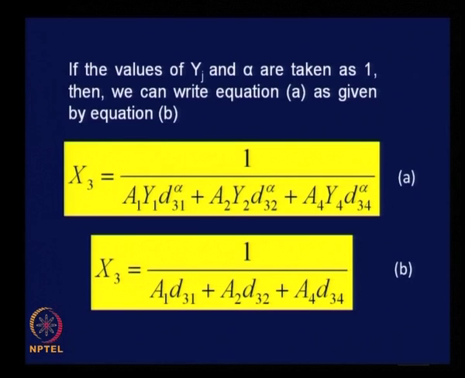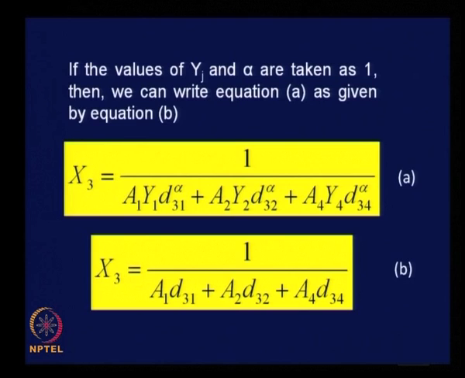We can write equation A as given by equation B. Equation A is nothing but the same equation that we have seen earlier pertaining to x3, it is nothing different: simply 1 by a1 y1 d31 raised to power alpha plus a2 y2 d32 raised to power alpha plus a4 y4 d34 raised to power alpha. Now, simply substitute the values of alpha and y as unity, you get this equation. You can write x3 to be like this, a very simple equation. That is what we are going to do.